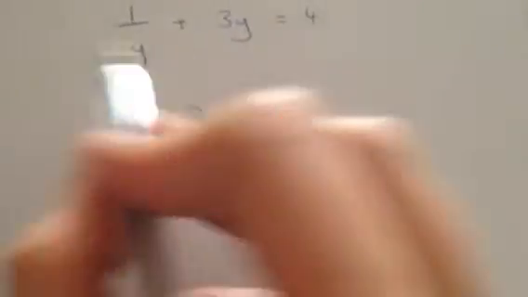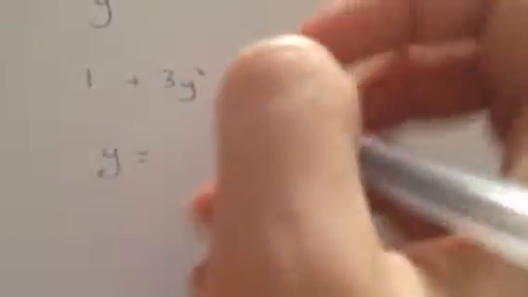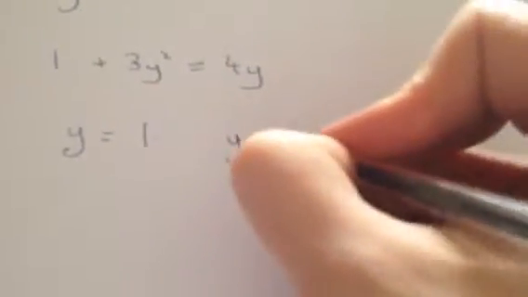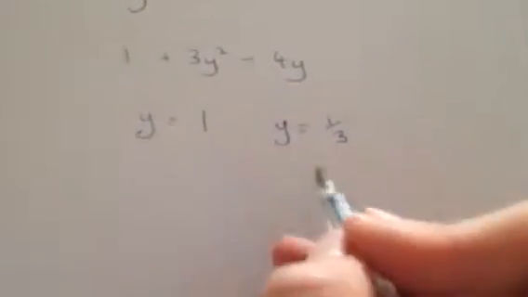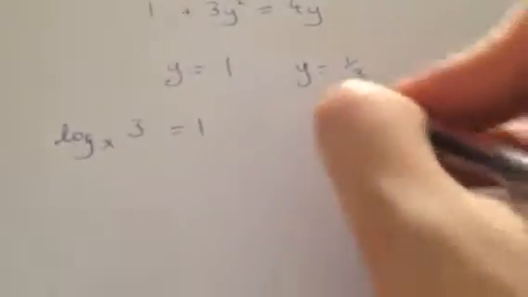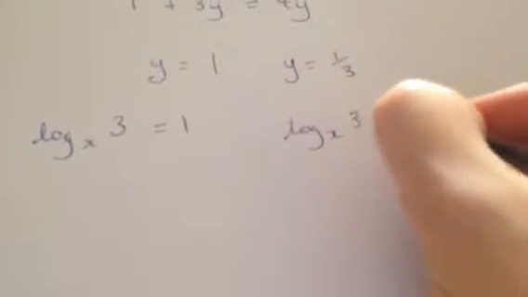Now, that's a trinomial. I'm going to bring everything to the left and I'm going to work it out, and I'll eventually end up with y equals 1 or y equals a third. Now, I'm the one who introduced the y, so I need to go back and get x. So log of 3 in the base x is equal to 1. And I can work that out, and log of 3 in the base x is equal to a third.